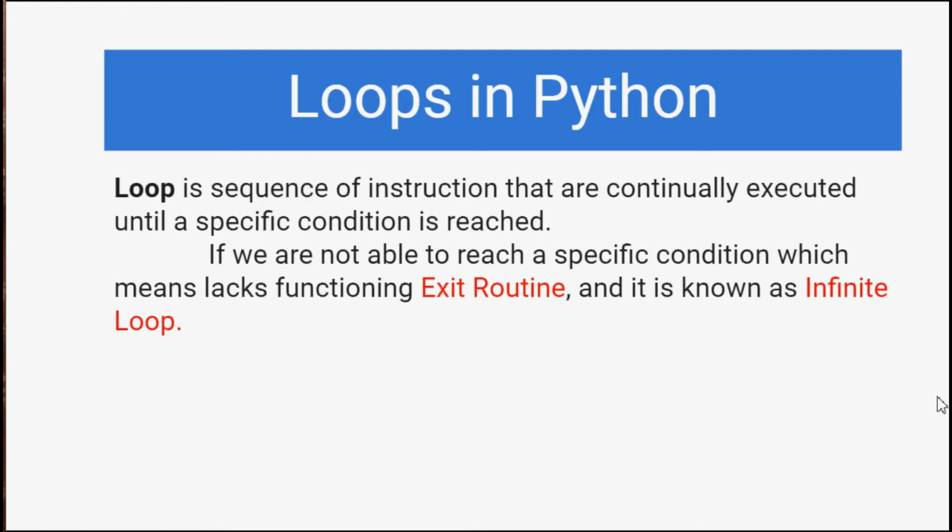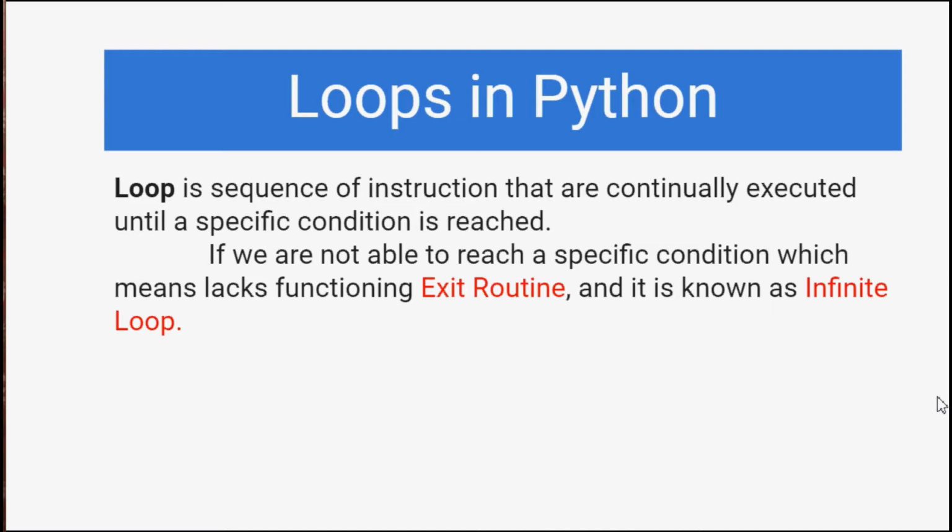If we are not able to reach a specific condition, that means a lack of a functioning exit routine. In loops we need to mention one exit condition. If we are not able to reach that condition, or if we specify that condition in a wrong manner, then I cannot come out of that loop, and that becomes an infinite loop. I'll show you how an infinite loop can come.